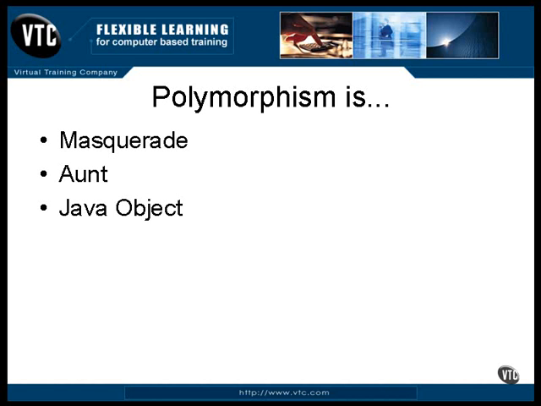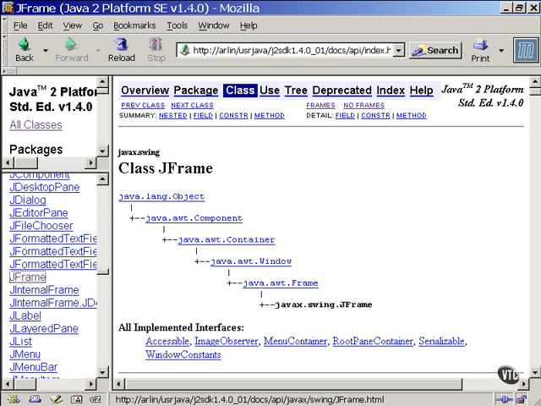Now, let me show you an example. This is a page in the Sun API documentation. I chose this particular class because it extends a lot of other classes and implements a lot of interfaces. The JFrame class extends the Frame class. That means that the JFrame class is a Frame class, and an object of the JFrame class can be treated as if it were an object of the Frame class.